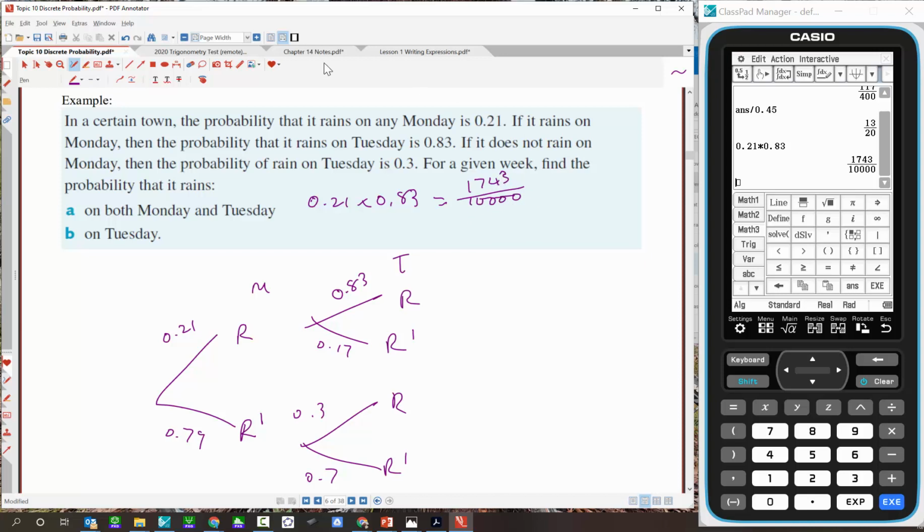that. Okay, what about, for any given, find the probability that it rains on Tuesday. All right, so rain on Tuesday means rain and rain, or not rain and rain. So that's what we're after, these two conditions. Now we've already worked out that one. That's going to be 1743 over 10,000. These two here, we're going to multiply them out. So not rain and rain. So that's 0.79 multiplied by 0.3, which is that.